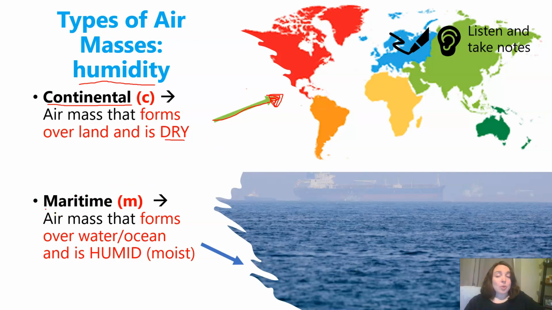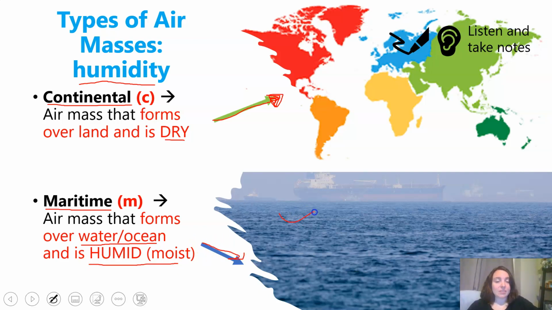If it's not formed over land, we call it a maritime air mass. This is an air mass that forms over water and or ocean, and because of the water, it is humid or moist. Please draw a picture of water to represent this. On my notes, I just did some squiggly lines to represent water.